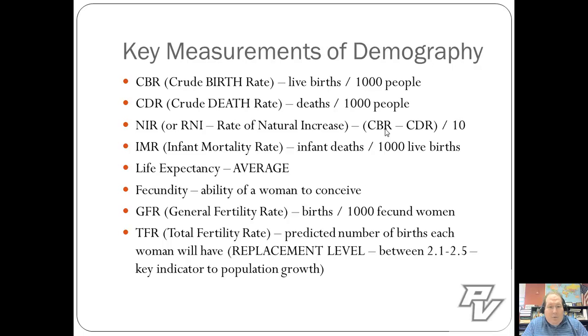Infant mortality rates, IMRs, are the number of infant deaths. That means children dying under the age of 3 divided by every 1,000 live births. The higher an infant mortality rate is, typically we have lower economic progress as well as more significant problems.